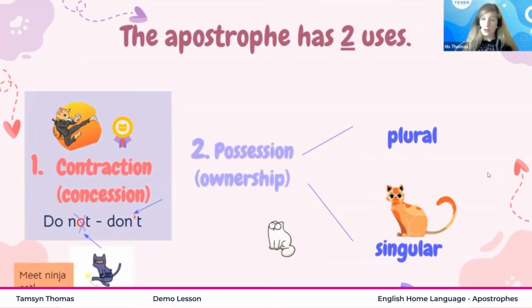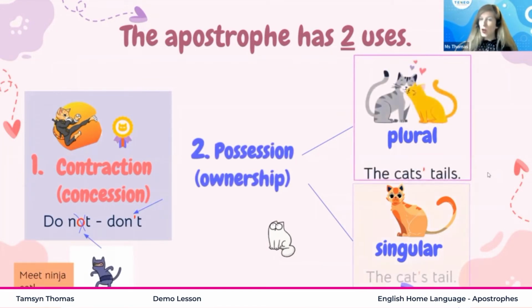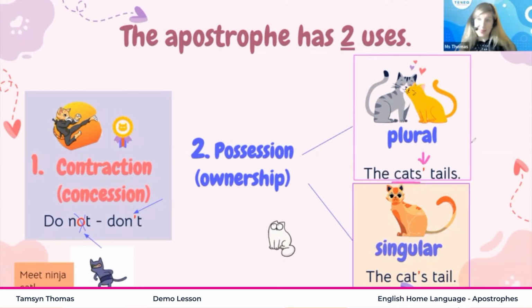The second usage of the apostrophe is possession. We can use the apostrophe to show plural possession or singular possession. Let's look at the difference, and Apostrophe Cat would like to demonstrate with his tail trick. He places his tail on the apostrophe, and whatever is to the left is the thing that should be doing the owning. That's how he checks his apostrophes.